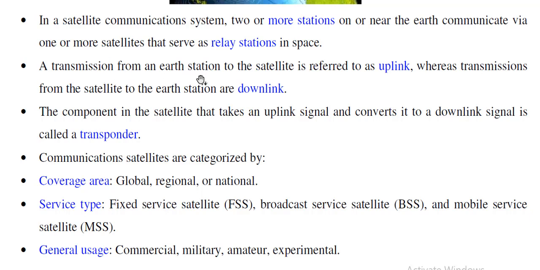The transmission Earth station is called an uplink because it is sending the data or the signals up to the satellite, and the other station is called the downlink, where the station is receiving the signals from the satellite.